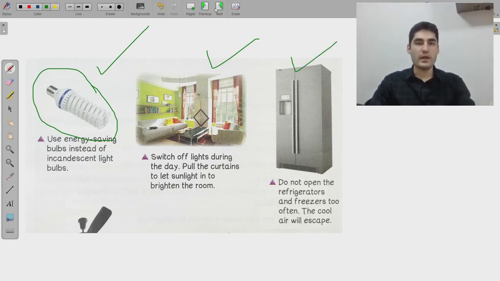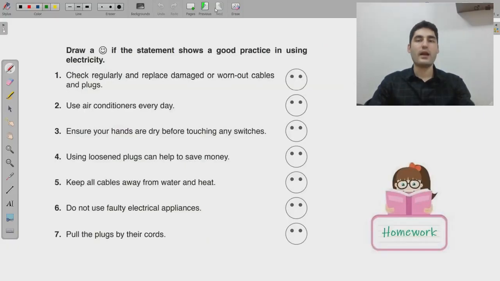Let's look at the next page. Next one will be your homework, okay? Please write these questions, sentences in your notebook and try to answer them. How do you answer? Like this. Draw a smile face if the statement shows a good practice in using electricity.